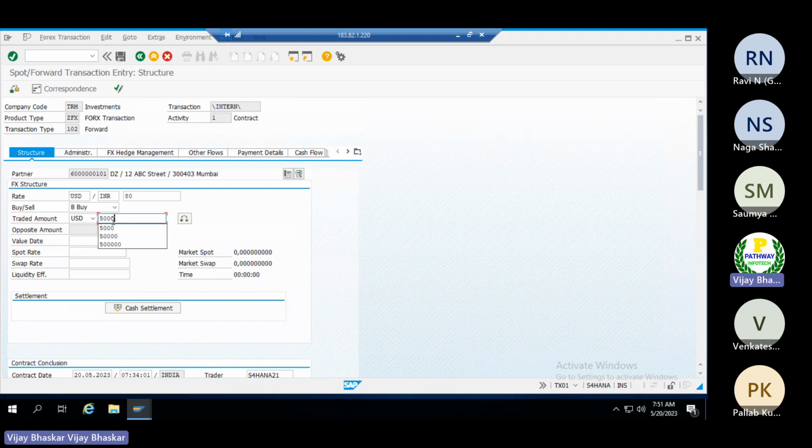Let me enter 5000 US dollars, which we are purchasing. Enter. Okay, so now this is the 4 lakh rupees amount. Then let me go to the see.